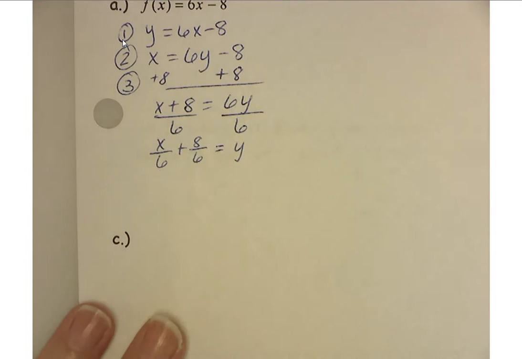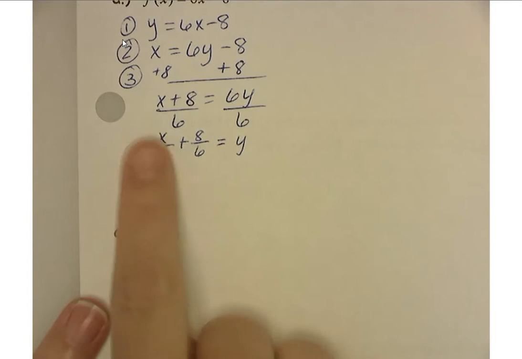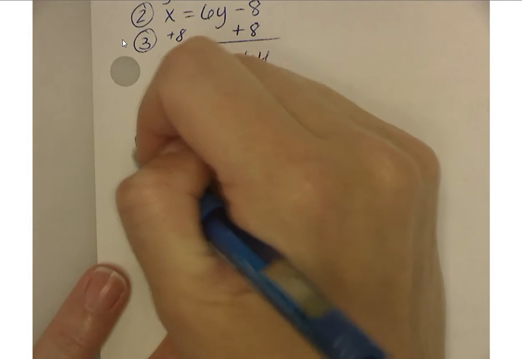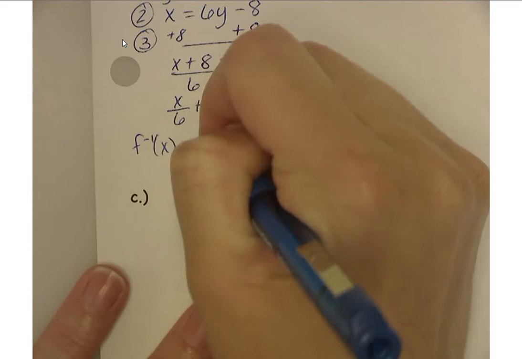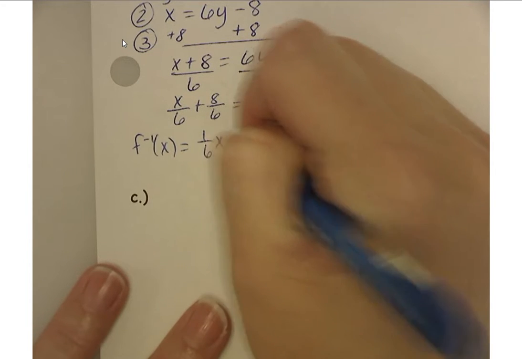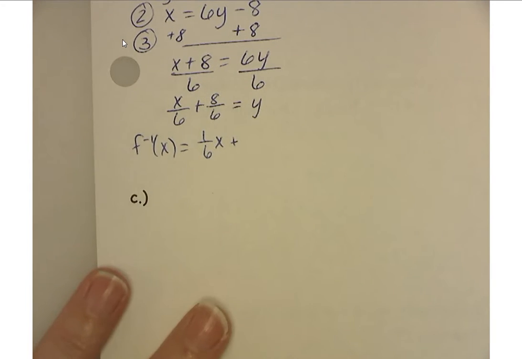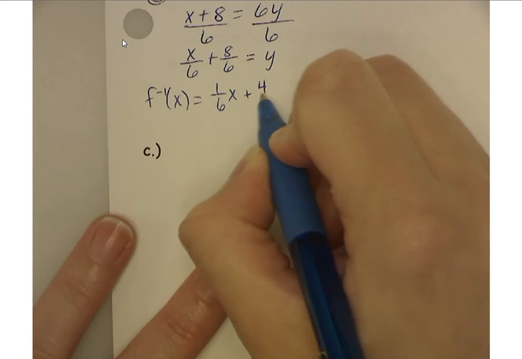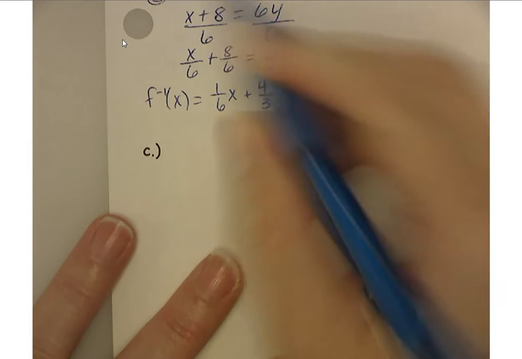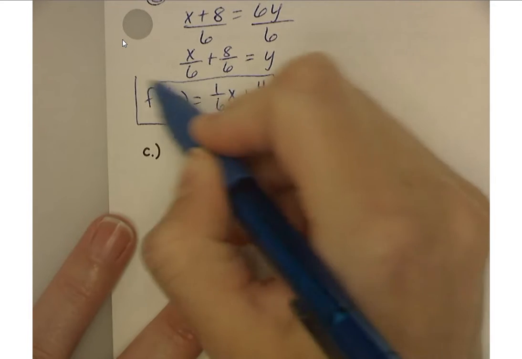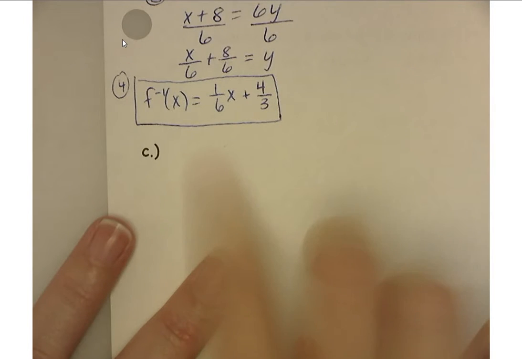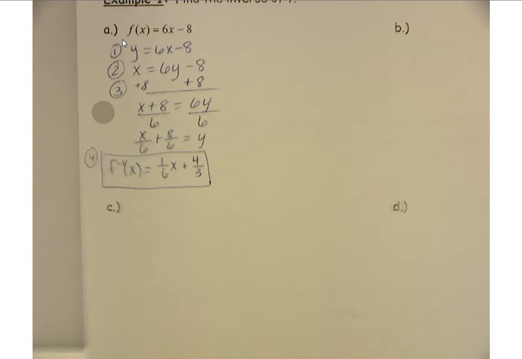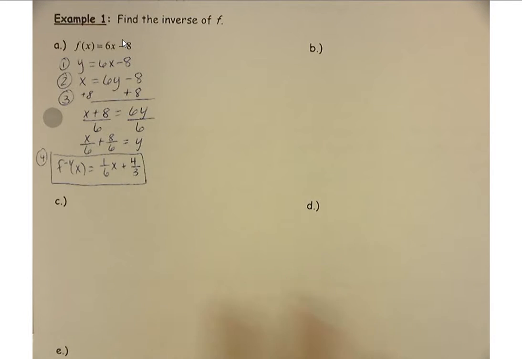But if we're writing that in slope-intercept form, x over 6, John, do you know how I can rewrite that? 1/6x. Yeah, so I'd have 1/6x, and then 8 over 6, we're just going to reduce, so I'm going to divide both of those by what? 2, so then I'd have what? 4/3. Okay, and then I'm going to make sure for step 4, I put that in the proper notation. Okay, so your notation is going to be important. Okay, so A was just a good warm-up.